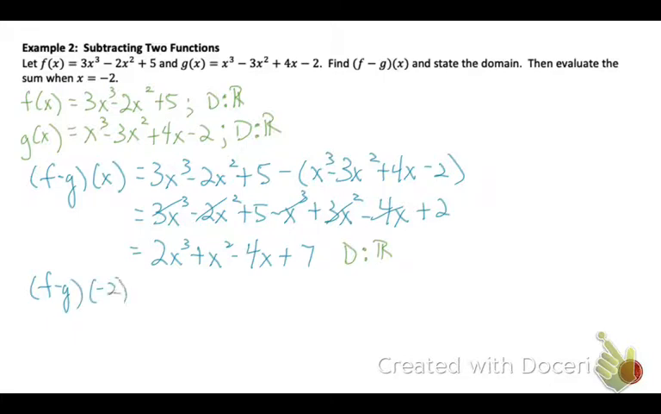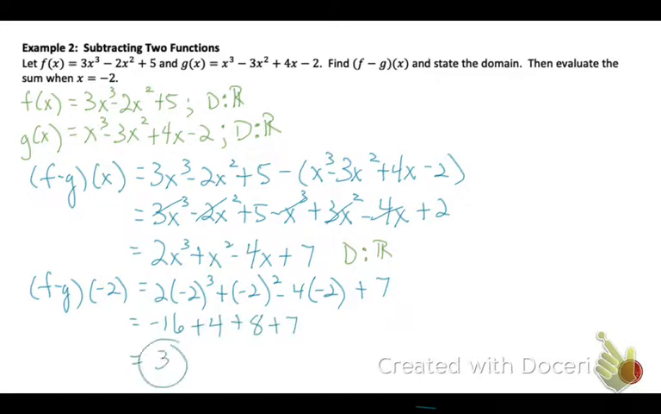So we're going to find f minus g, and actually it's not the sum, it was the difference. So we're plugging in negative 2 for x. So we'll get negative 8 times 2, which is negative 16, plus 4, plus 8, plus 7. And that will give us 3. All right, so we did 3 things in this problem as well. We found the domain of the functions, we subtracted the functions, and then evaluated that difference when x equals negative 2.